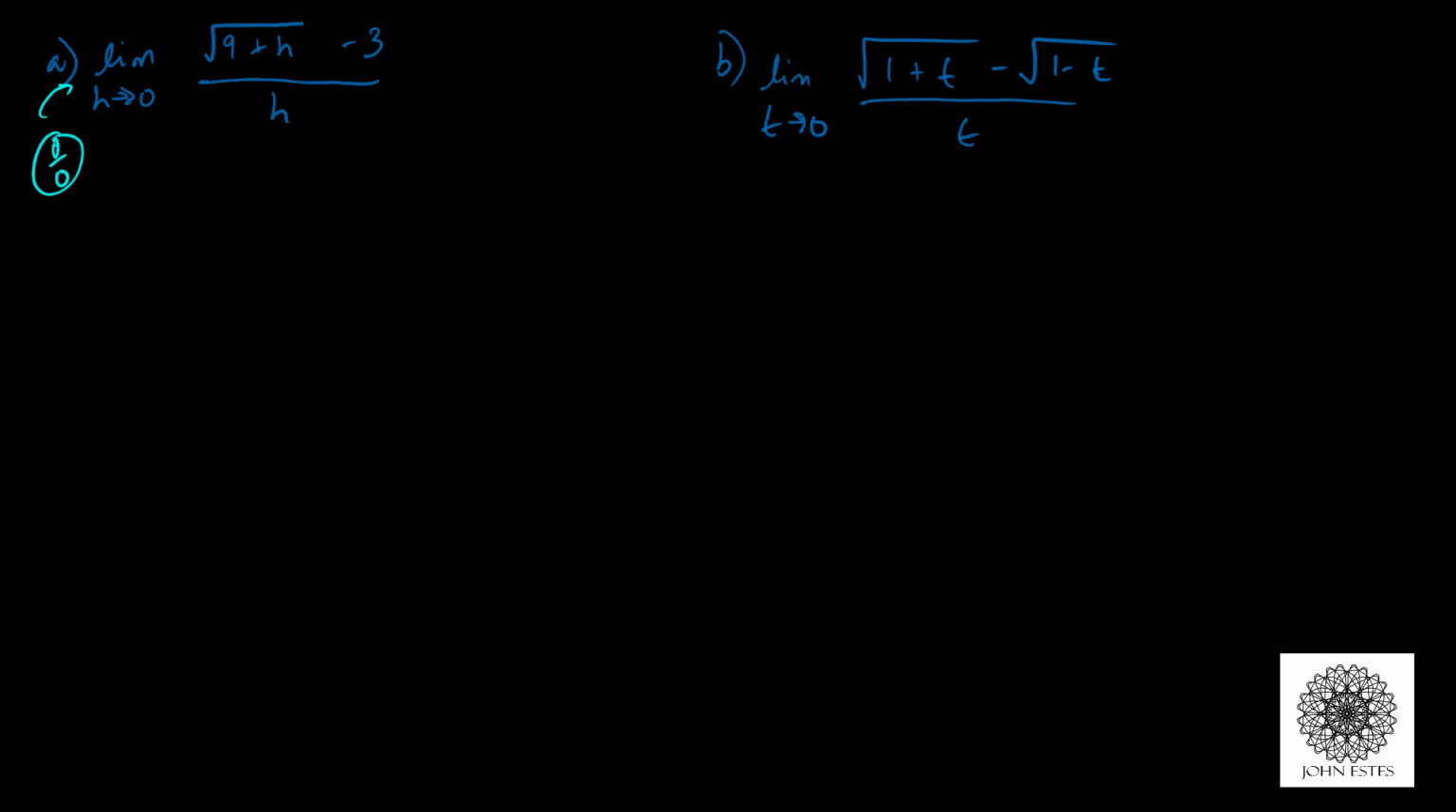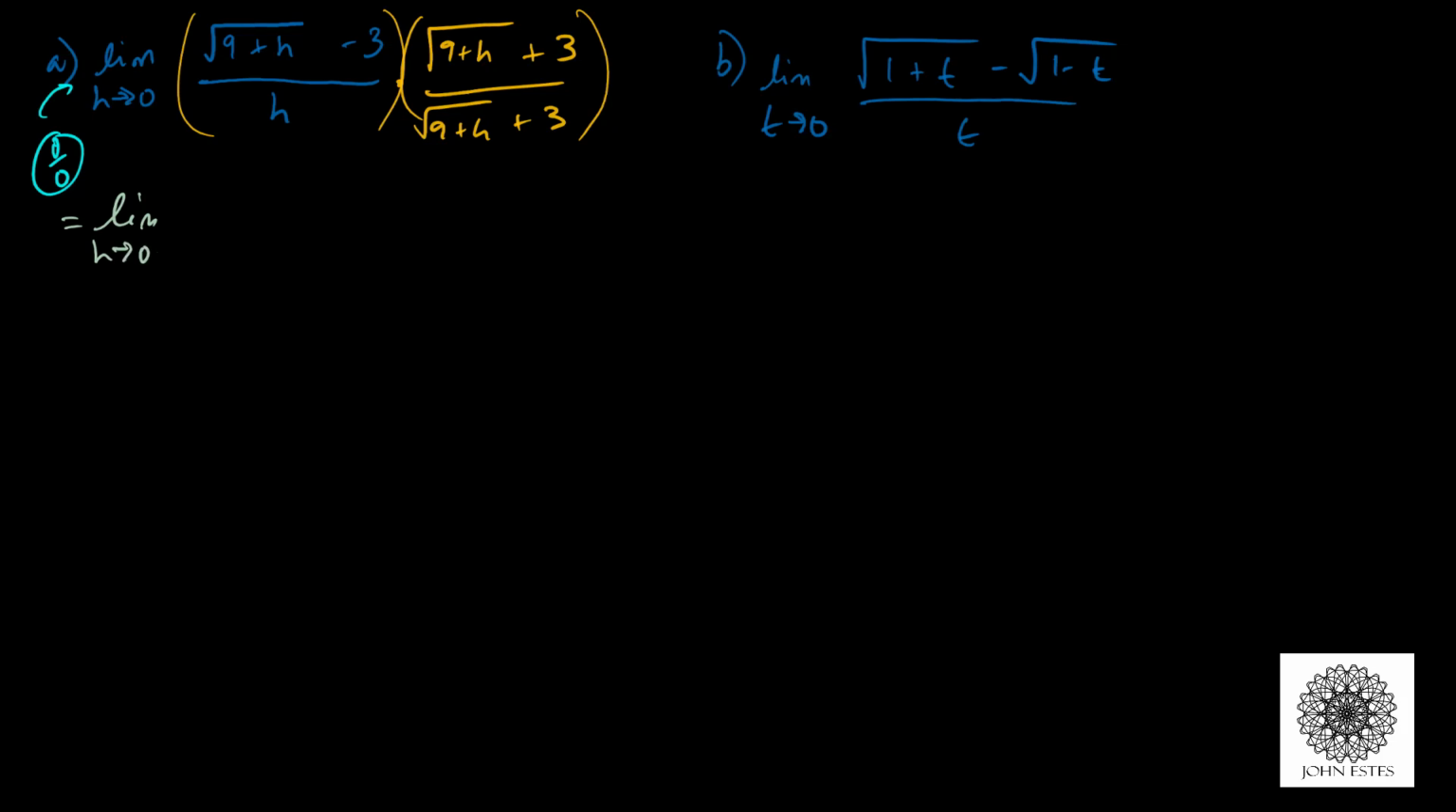And in this case, what you need to do is multiply by what we call the conjugate. What the conjugate is: when I take this square root expression in the numerator, instead of saying minus 3, I'm going to say plus 3. I'm going to multiply the numerator and the denominator by this conjugate. Now at this point, it looks like I've made things more complicated, but actually it's going to help, and I'll show you how. Okay, so we have here, this is equal to the limit as h approaches 0.